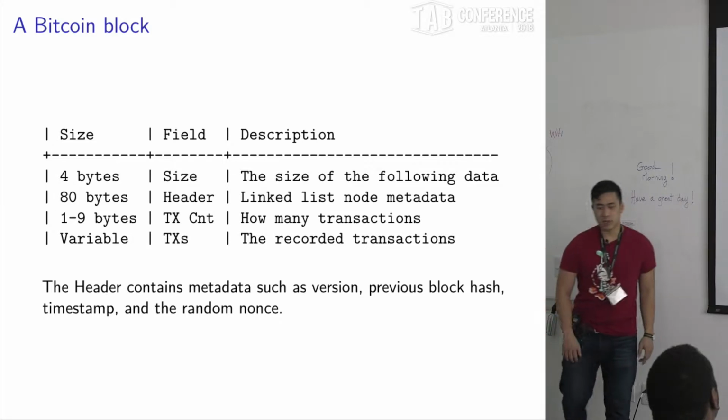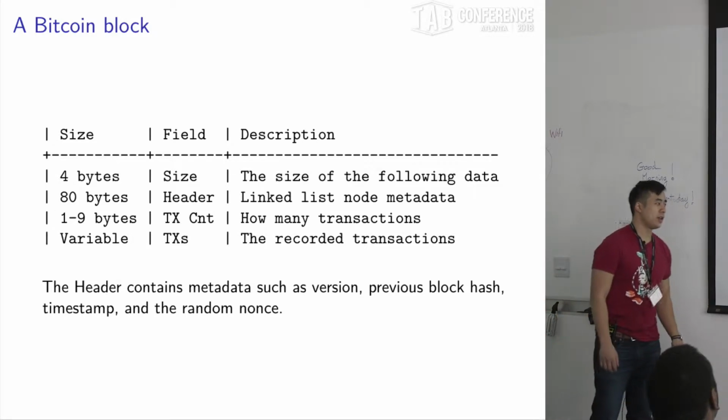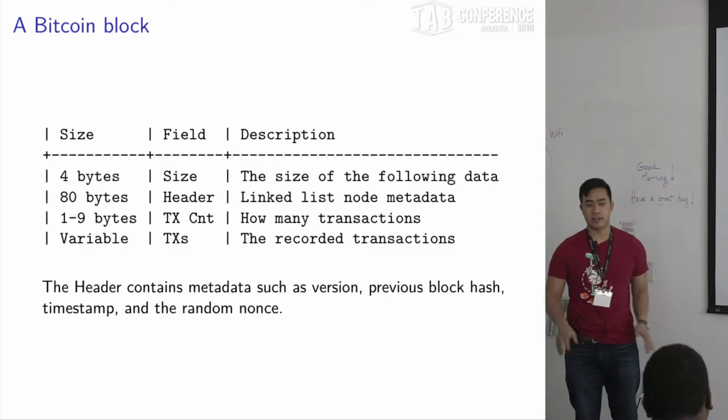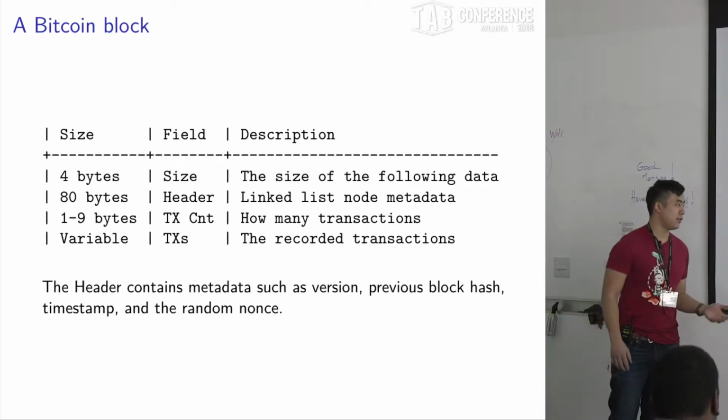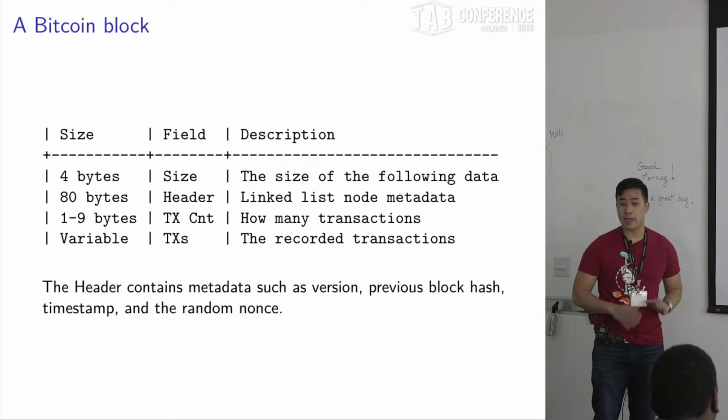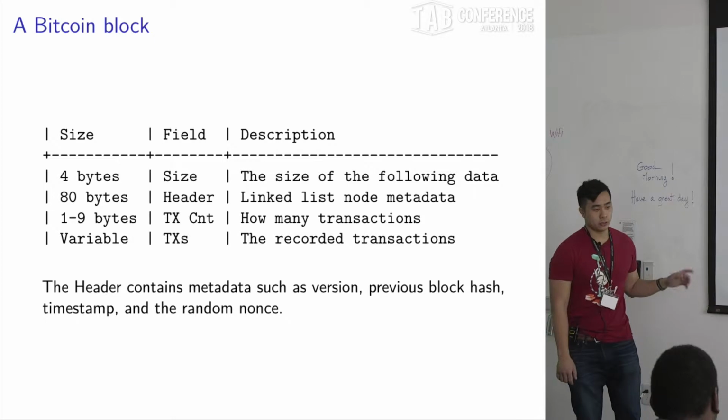Also, there's something known as a random nonce, which, if you went to the previous talk here about how to build your own blockchain in JavaScript, then you might have talked about what a nonce is. Effectively, it's just a random value that can be anything you want, but we'll see how this plays into it later.